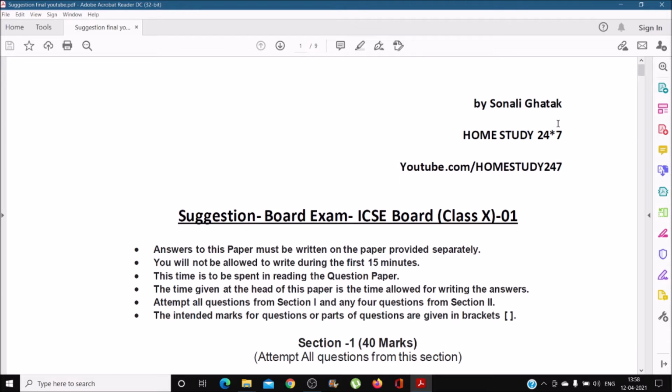And of course I am giving the suggestion today, and after some days I will provide the solution of this suggestion also. All the suggestions are made by noticing your previous question patterns and everything. So let's start today's suggestion: board exam ICSE board class 10, suggestion number 1 for 2021.